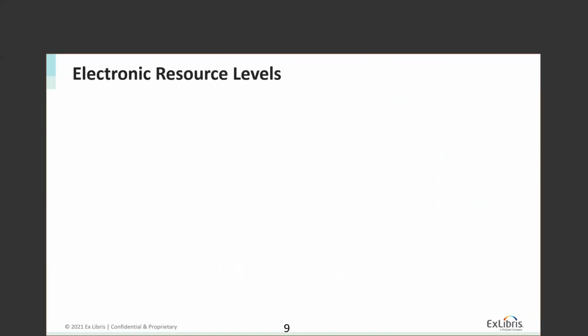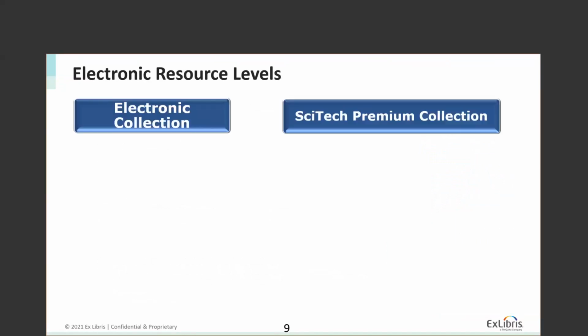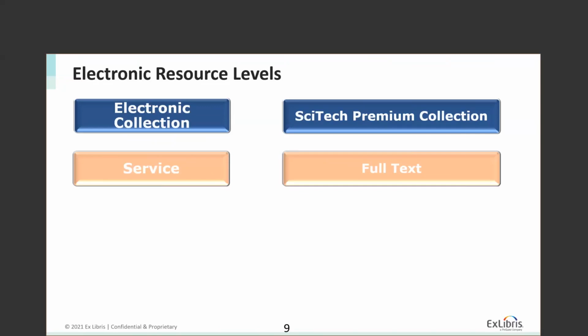Electronic resource levels, we've talked about this. A collection is a group of portfolios, and a collection also has a service. So let me show you how that works in an example. At the electronic collection level, we might have this example here, the SciTech Premium Collection, from a particular vendor. That is the name of the collection, and that is how it appears in Alma. Within that collection, there is a service.